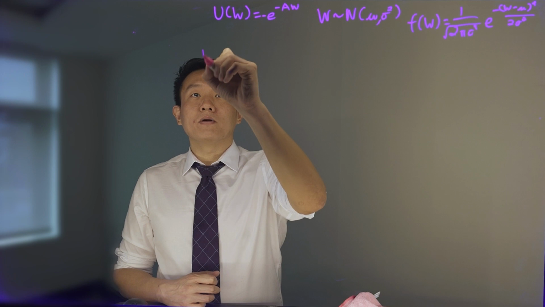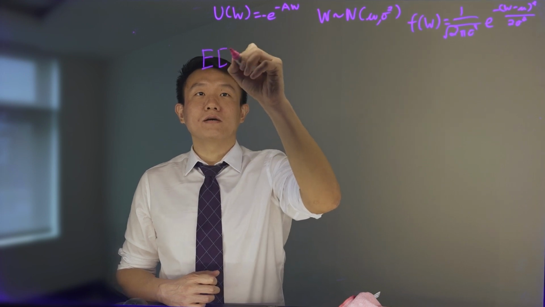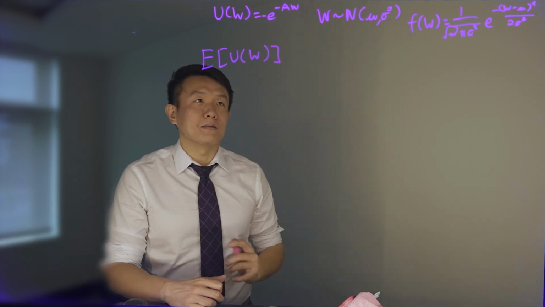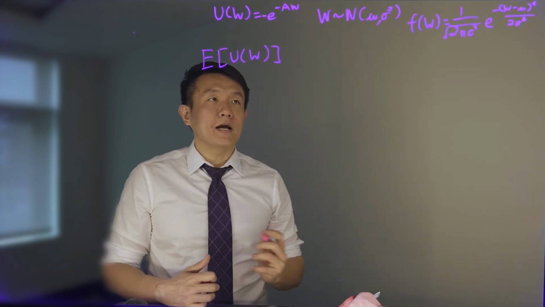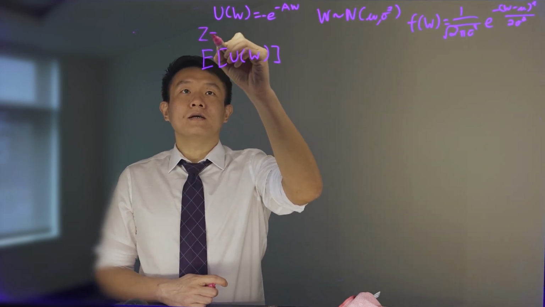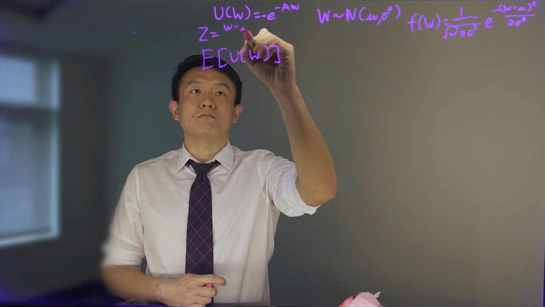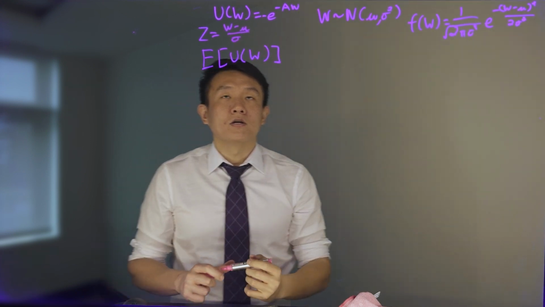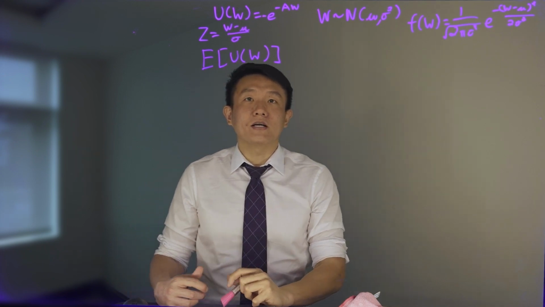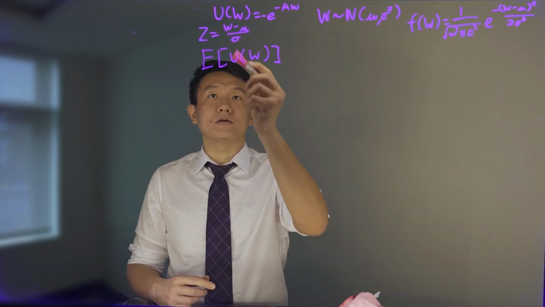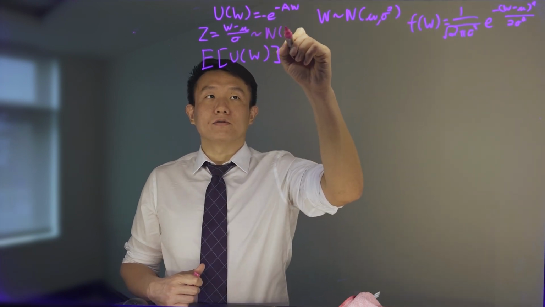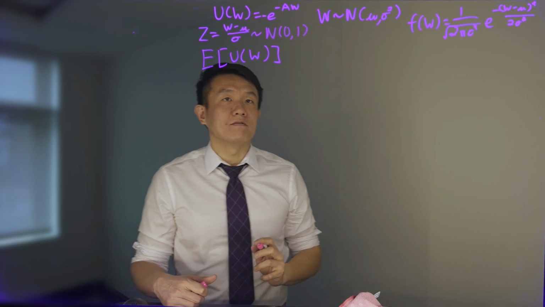If I want to compute the expected utility of w, well, that's looking a little complicated, but I can do a change of variable to simplify this a little bit. So I'm going to let z equal (w minus mu) over sigma. What I'm doing is subtracting the mean and dividing by the standard deviation, and this is going to give me a standard normal random variable.